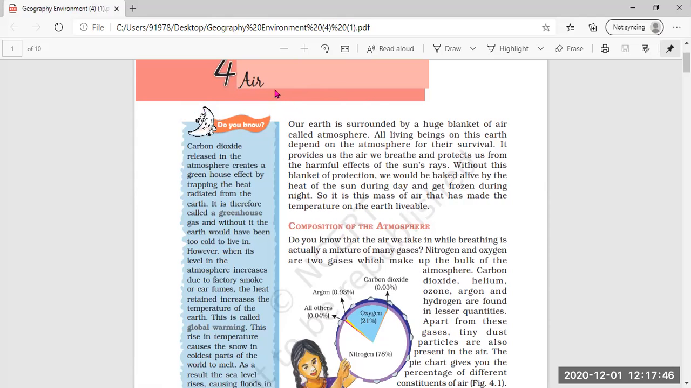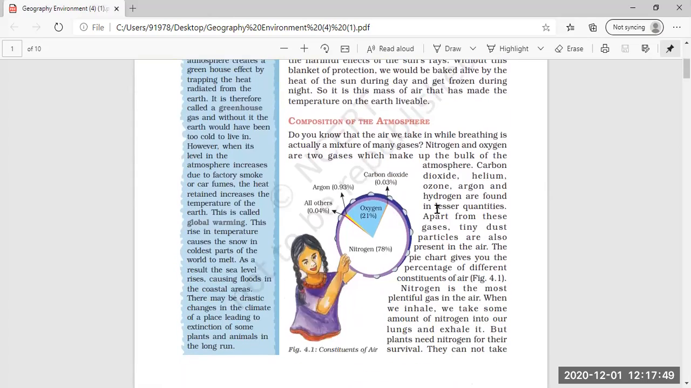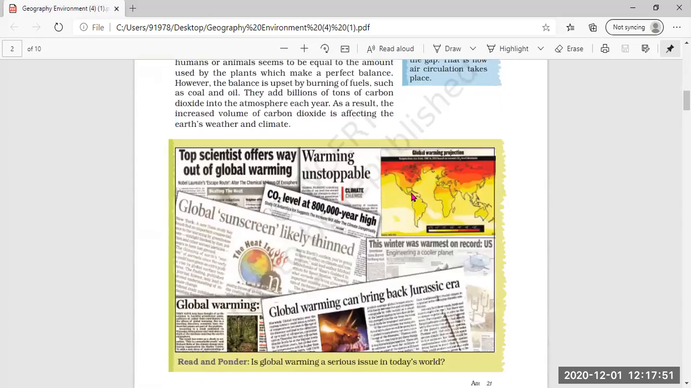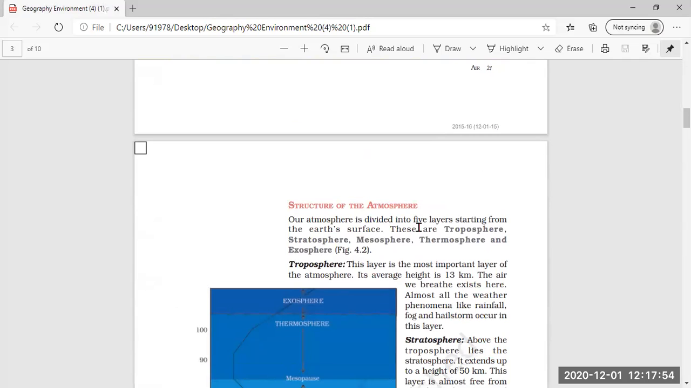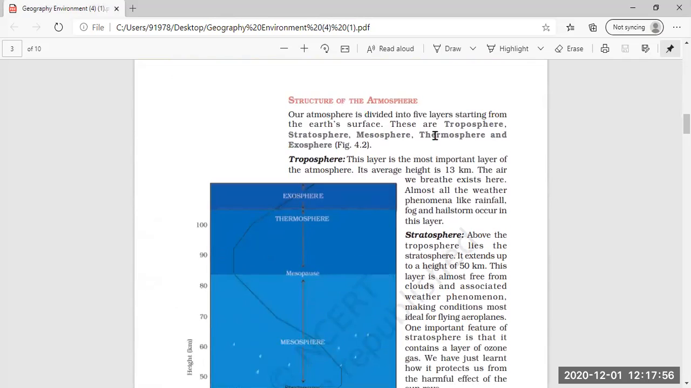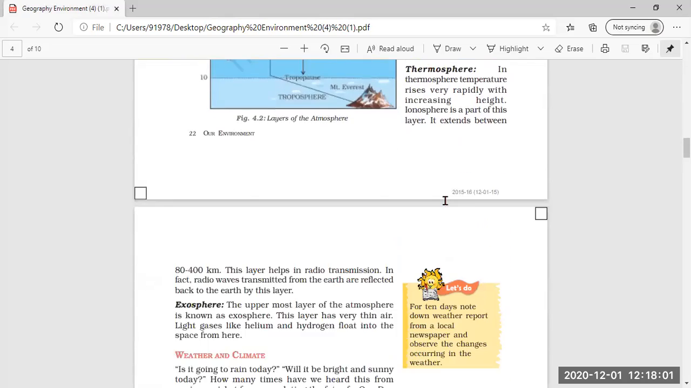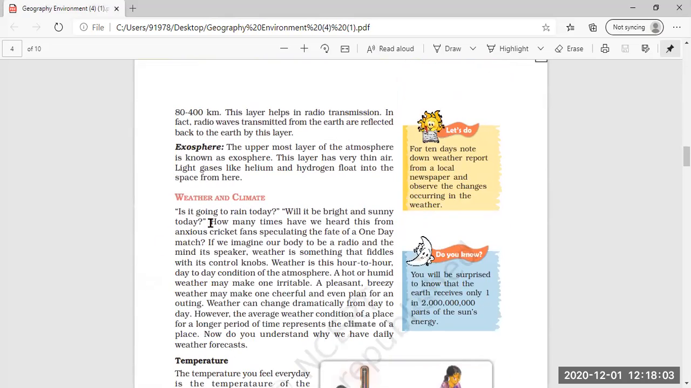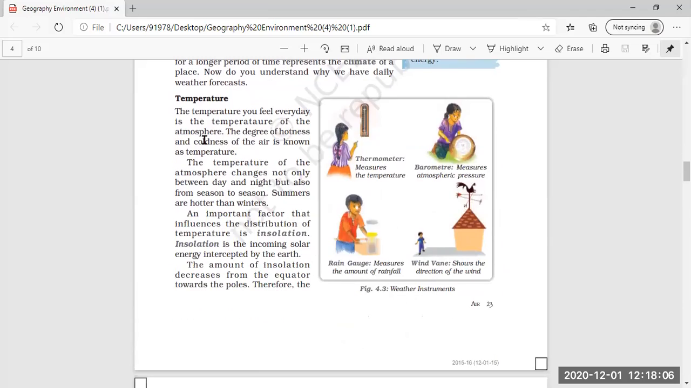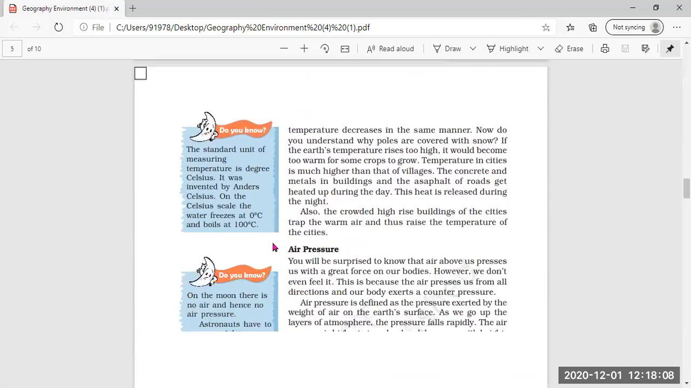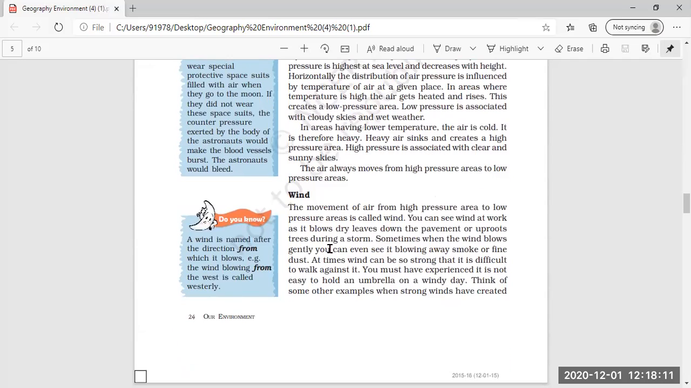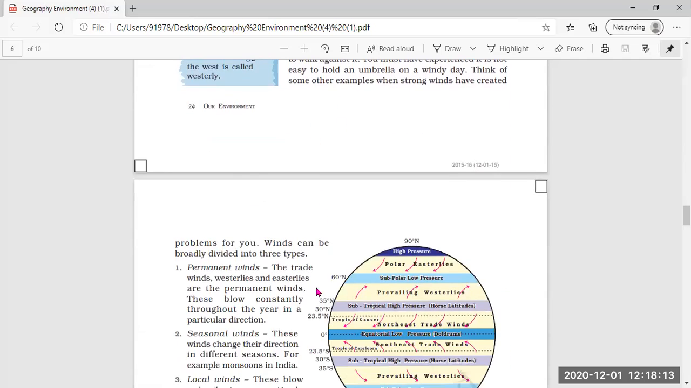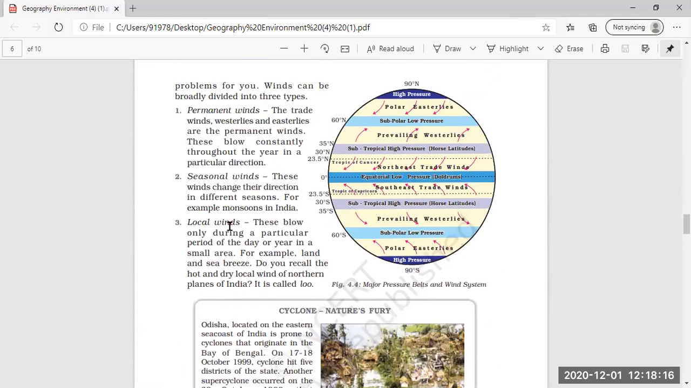And in this lesson, we are going to read more about the different types of gases present in the atmosphere. Then, next, we will read about the structure of the atmosphere also, which is divided into five important layers. Each layer we will read separately. Then, after that, we will read about weather and climate also. In the weather and climate topic, we will read about temperature. We will understand air pressure also. We will understand wind also, different types of winds. Winds can be broadly divided into three types: permanent, seasonal, local winds.